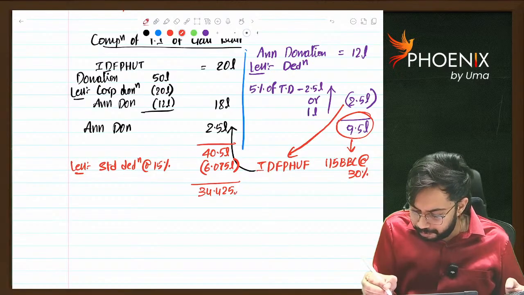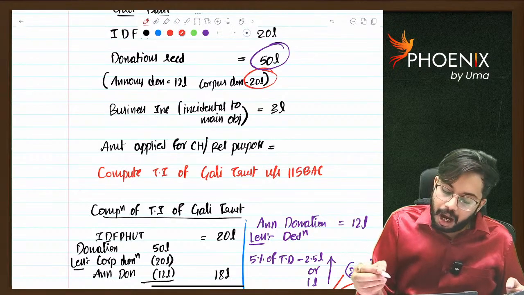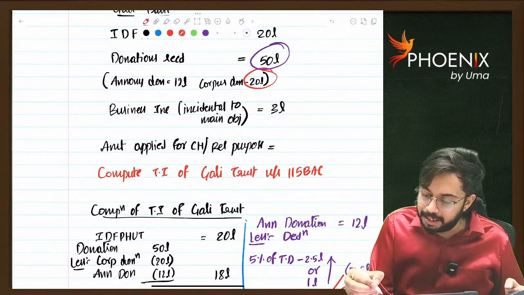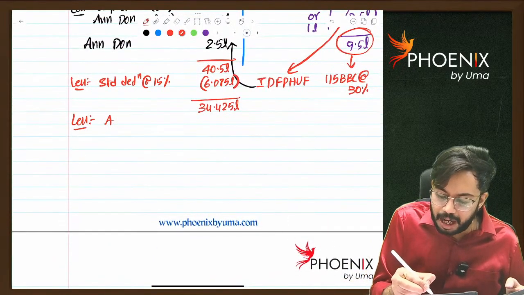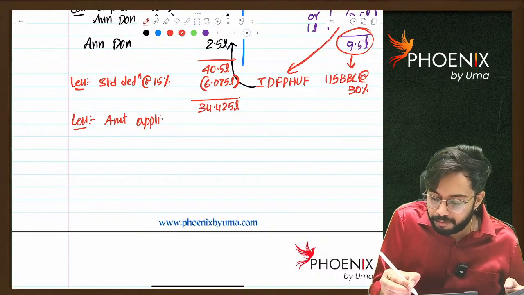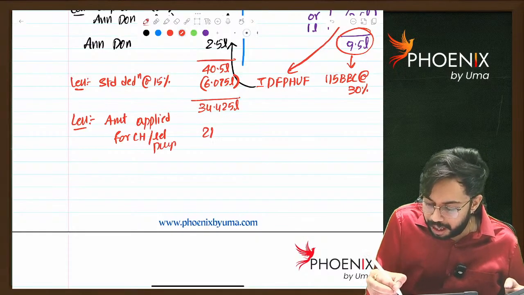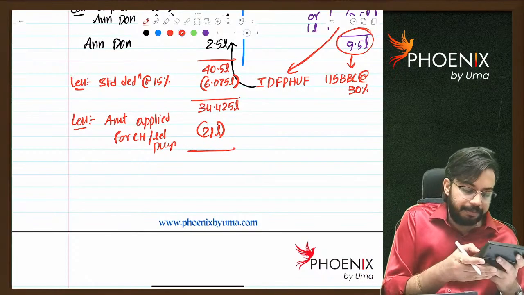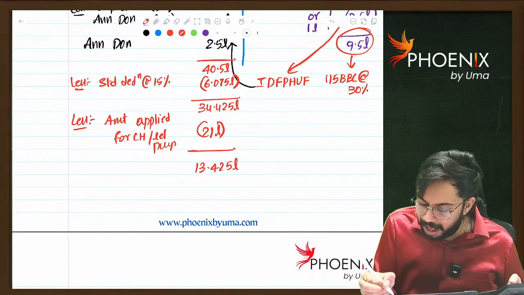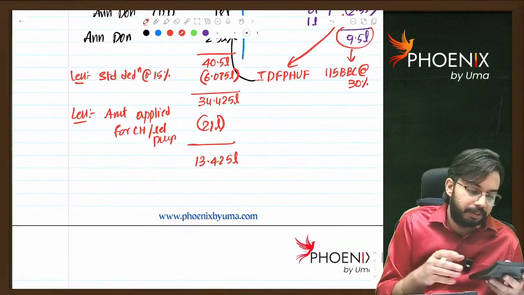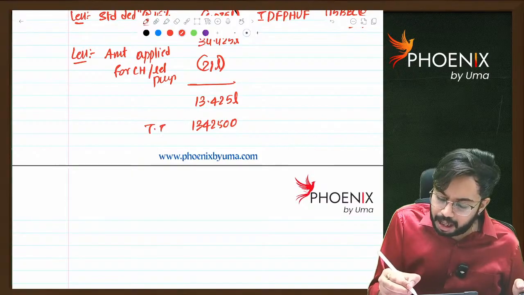34.425 lakhs. I am making one small change. Please change this. Amount applied for charitable or religious purposes is 21 lakhs. So from this we will reduce the amount applied for charitable or religious purpose, 21 lakhs. How much is the balance? Balance is 13.425 lakhs. So if we convert, 13,42,500. So this is the total income of the trust.